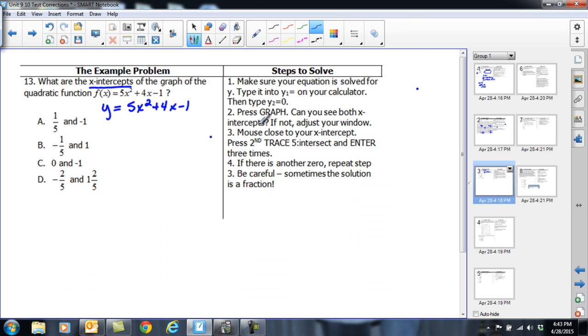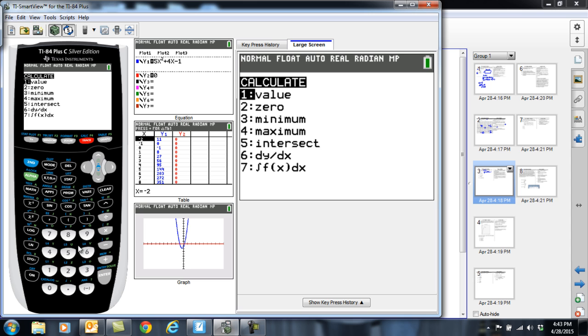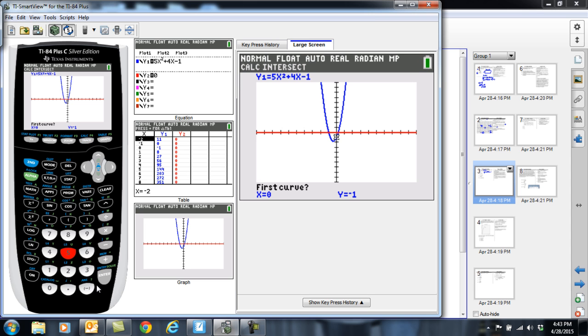And then it says we're going to do second trace 5. We're going to do the intersection and press enter 3 times. So the first thing it asks you to do is mouse close to your x-intercept. I do that different. I'm going to do second trace. I'm going to go to 5 and I'm going to hit enter twice. So I'm going to go 1, 2, and then I'm going to mouse so that I'm close to my cursor or my x-intercept. And I get down here that my intersection is at 0.2.